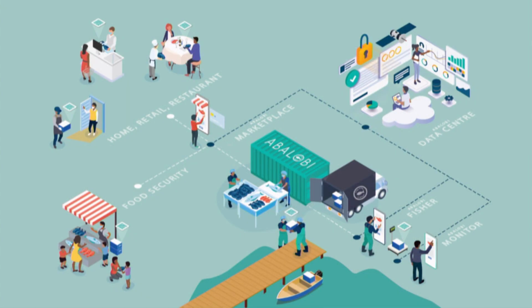So the blue line here is the flow of data throughout our system. You can see that it is input both in the Fisher and the Monitor app. It flows into our data warehouse, and that is available to our buyers. The end buyers, they have access to that story, something I'll get to in a minute. The white line here is the flow of product. So not only does it flow to market, but also you can see that there is a food security aspect of what we do.